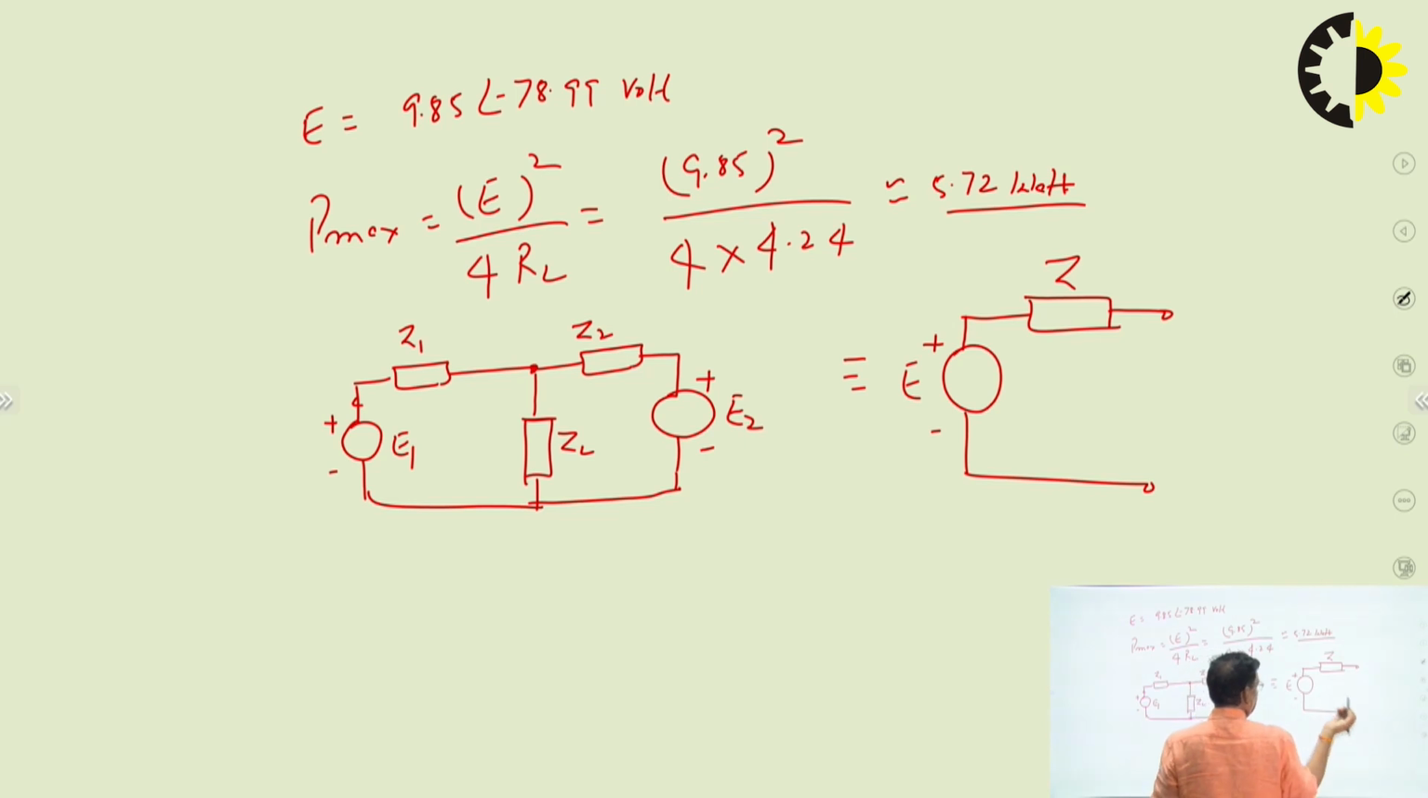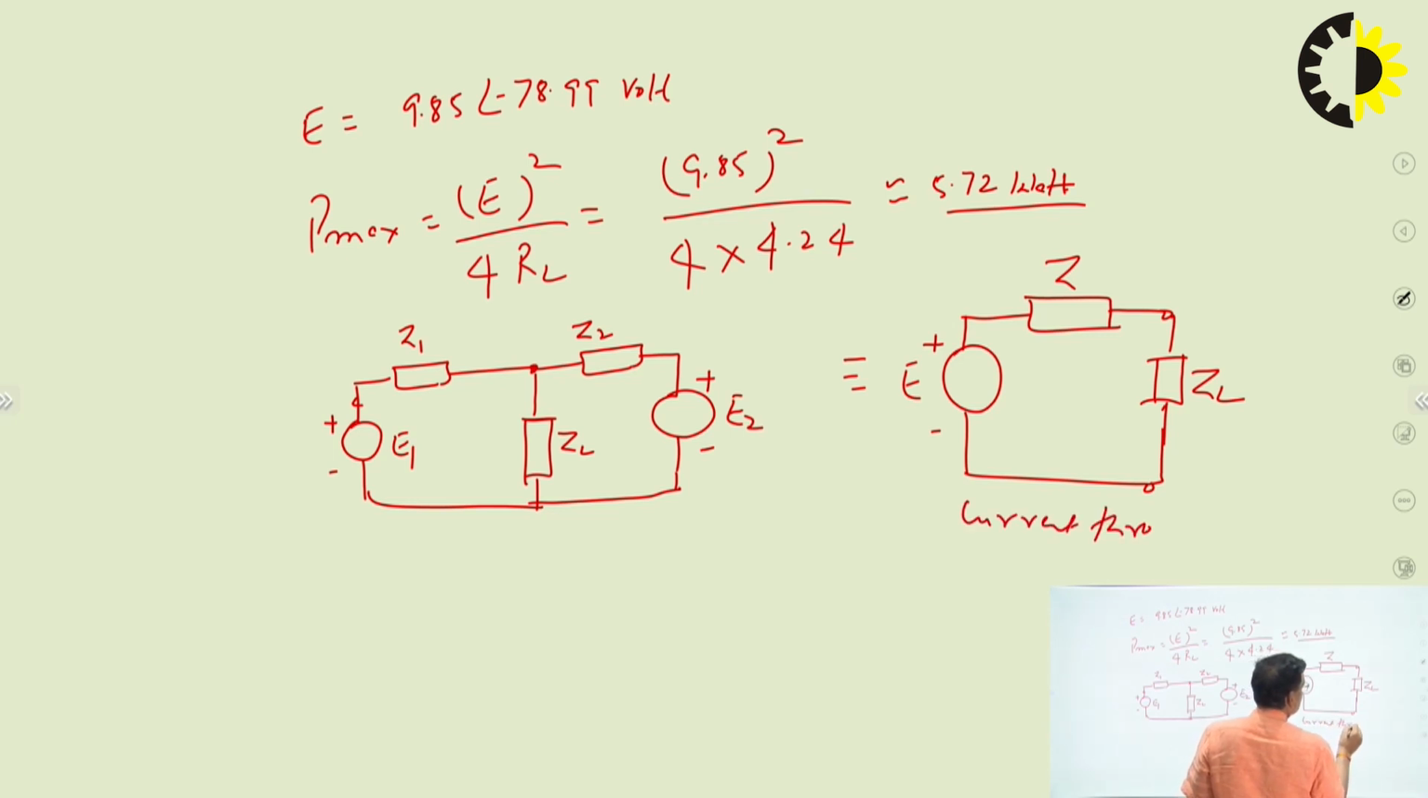And then you can find this. So, Millman's theorem is very simple. Here we can add the Zn. So, this is the current through ZL. So, convert this circuit into this, and finally we can find the current through it. The algorithm is very simple.